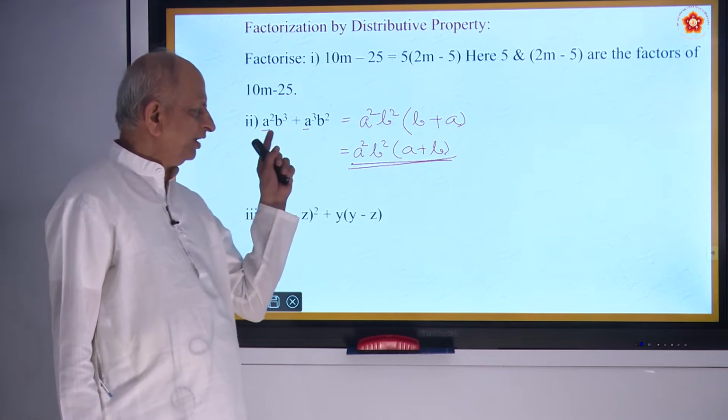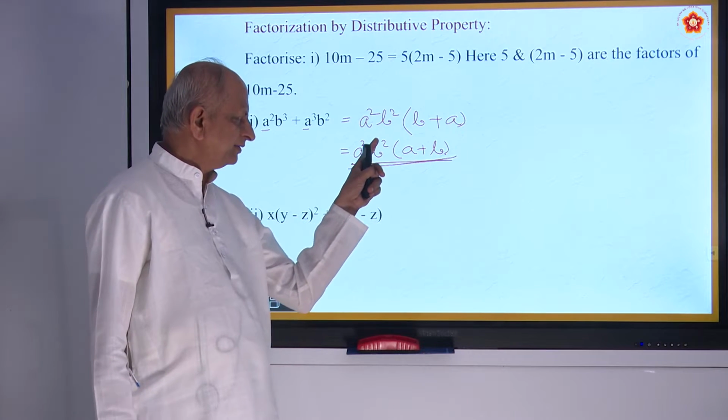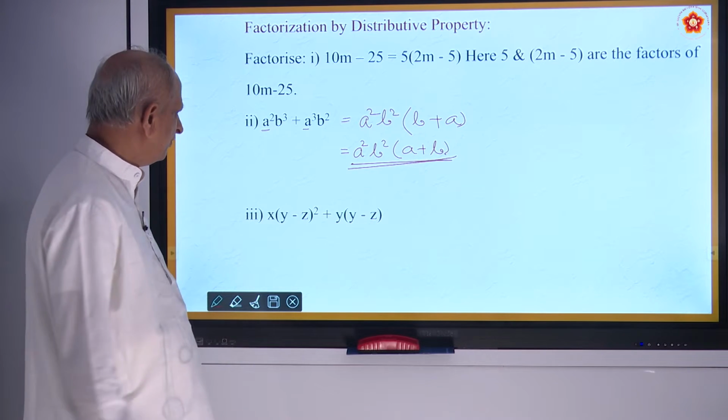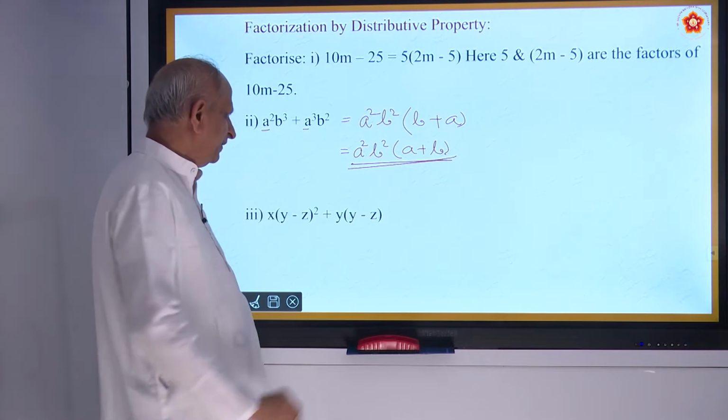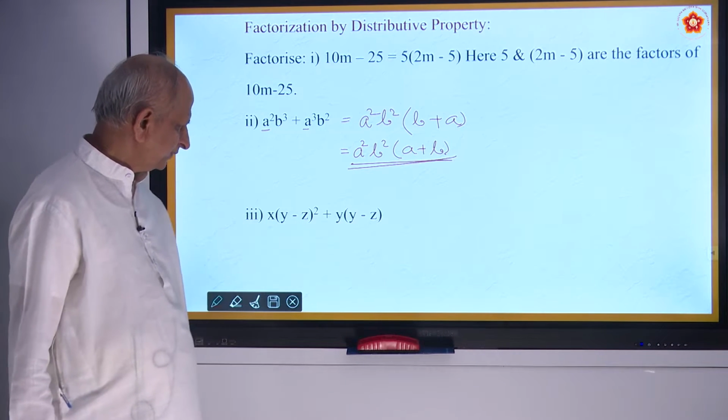Here these are called factors. A squared, b squared, a plus b are called as factors of a squared b cube plus a cube b square. Come on, come to next problem.